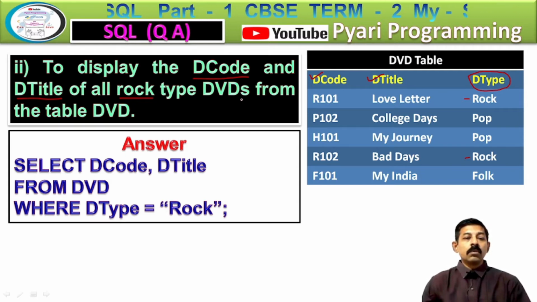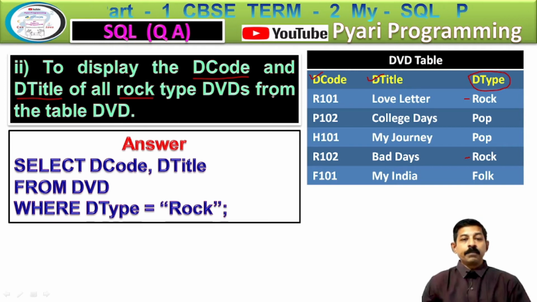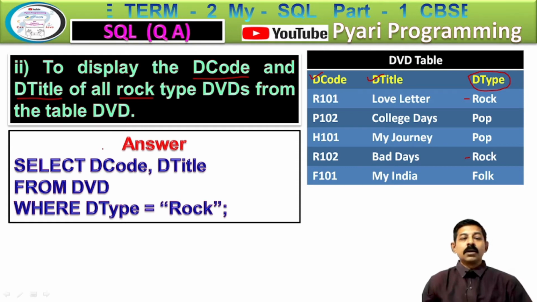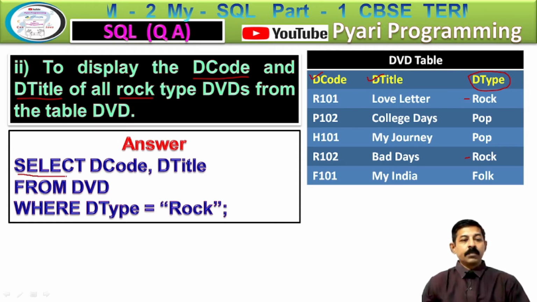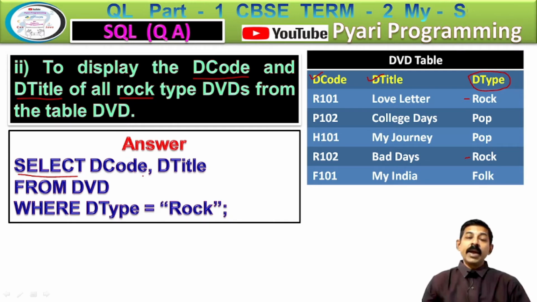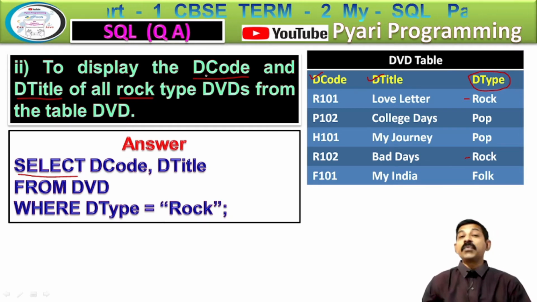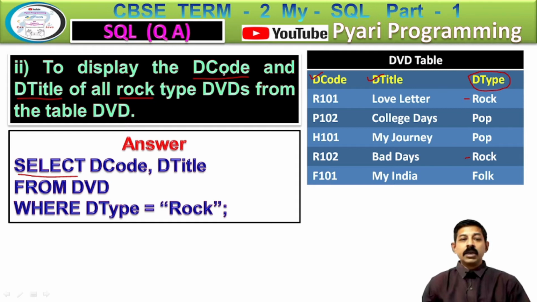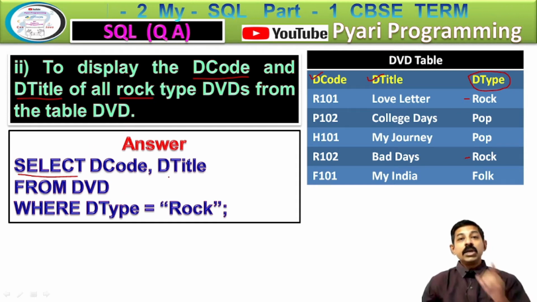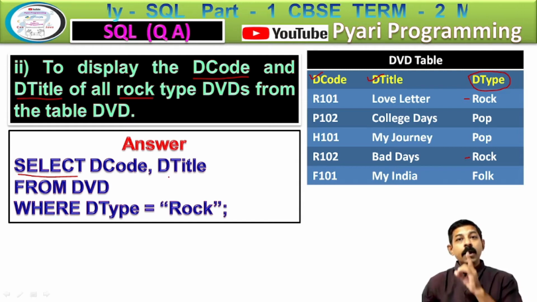DVD is your table name from the table DVD. So let's start. The command is select. Now here we are not putting the star symbol. The reason behind is that it is talking about specific columns, not all the columns: D code and D title. So that's why D code and D title. Each column must be separated by comma.